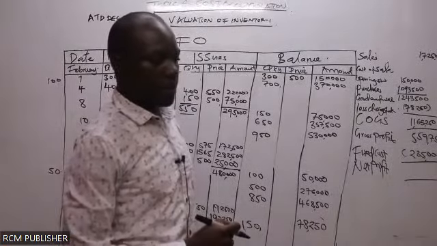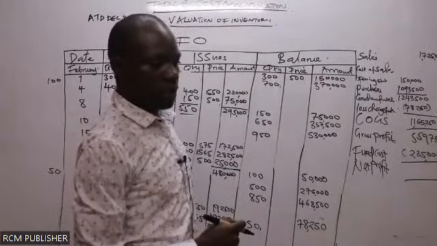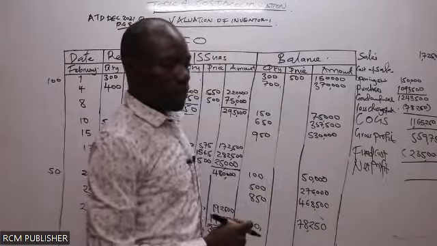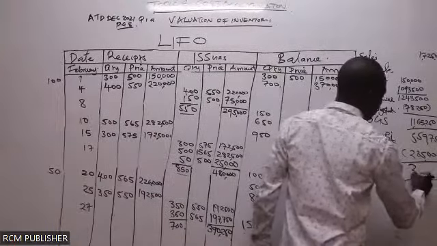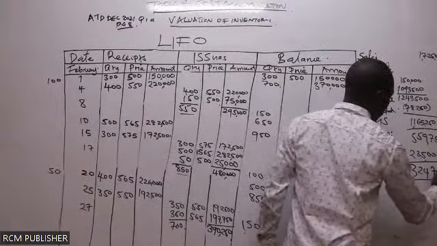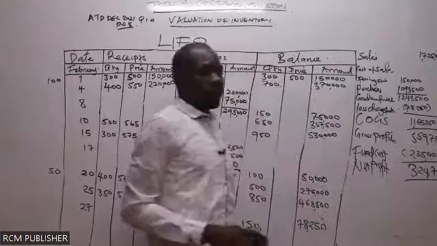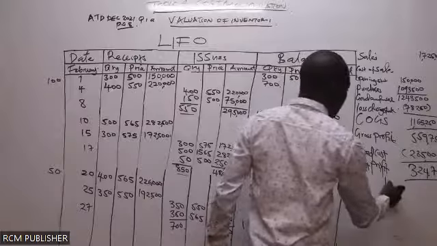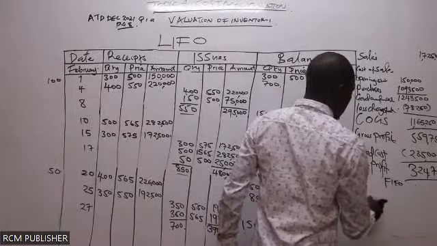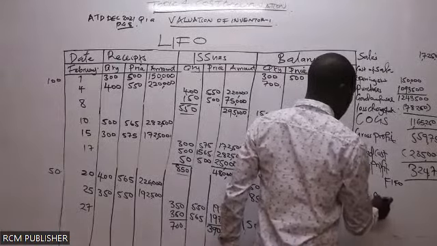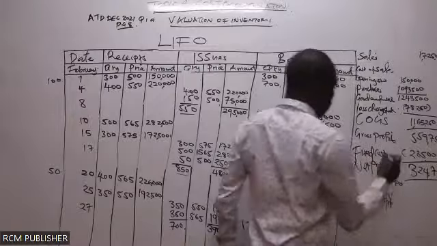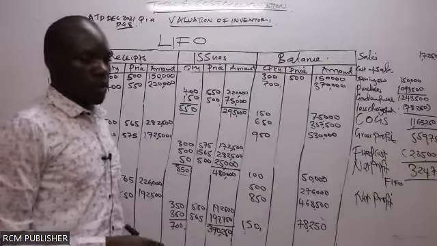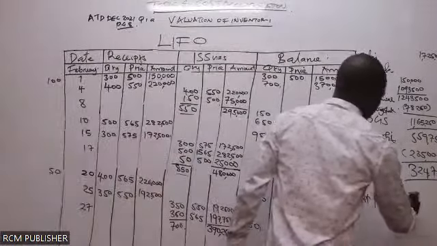Net profit will be what value? 324,750. So you can now look at that net profit. What about the net profit under FIFO? What was our net profit under FIFO? 329,000.